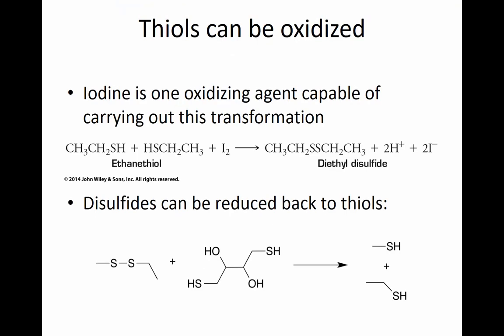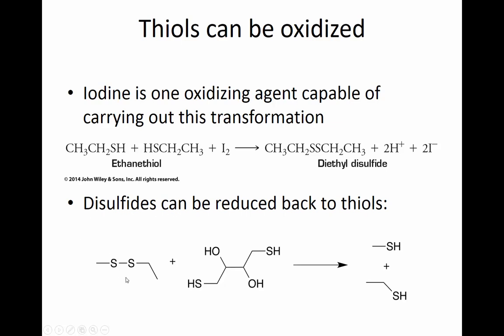Thiols can be oxidized, and we've shown this already with iodine being one of the oxidizing agents. So what is iodine? It's being reduced, so it is an oxidizing agent. You can tell iodine is being reduced because it's going from iodine 0 to iodine minus, right? Because it's gained electrons. It's capable of carrying out this disulfide bond formation, which is the oxidation of thiols.